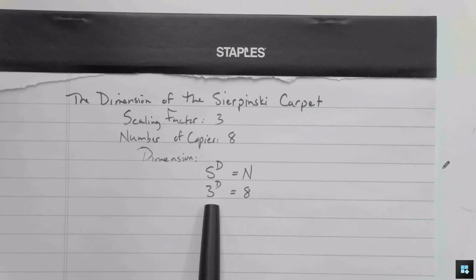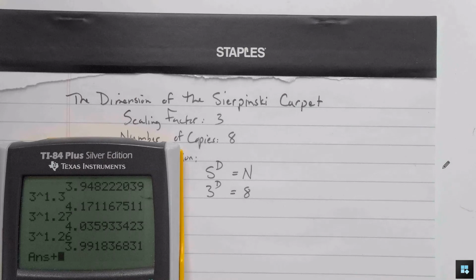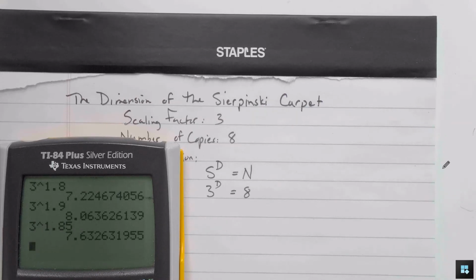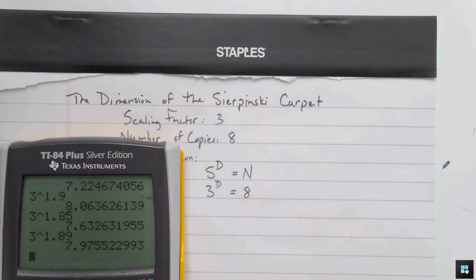So that's not quite, that's a little too big. So 3 to the 1.8, let's try that. That's still a little too small. 3 to the 1.9, that's a little big. 3 to the 1.85. Anybody closer than I am? 1.89. 1.89? Oh, that's very nice. Okay, thank you.